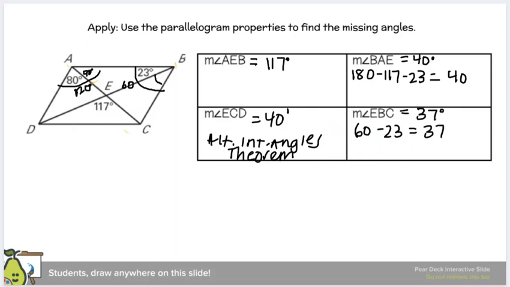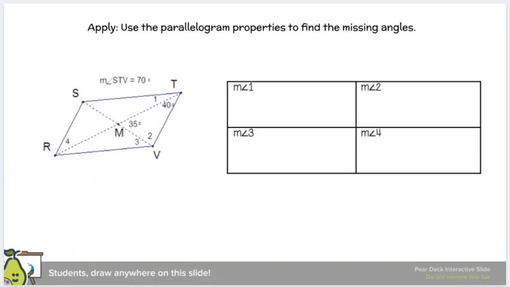So we kind of have to use some new knowledge and old knowledge to apply to these problems and solve for the missing angles. If you think you're able to figure out the next one using those similar strategies, go ahead and pause and press play when you're ready to review.